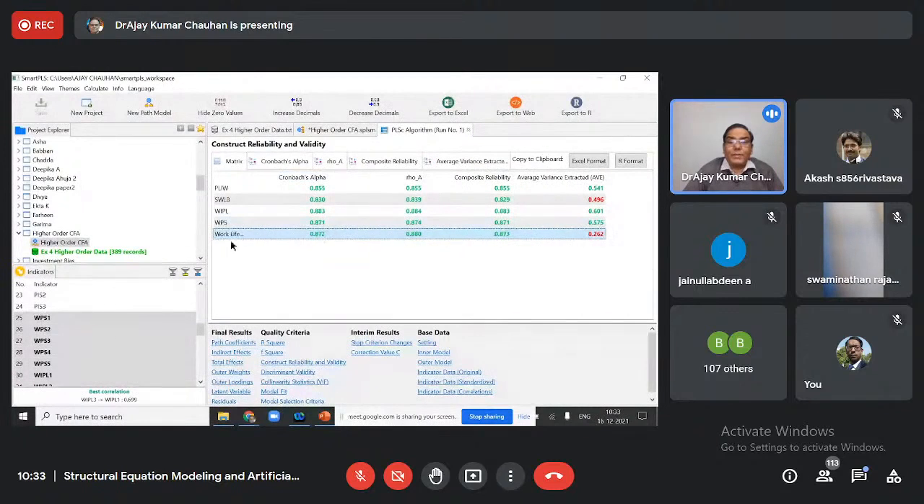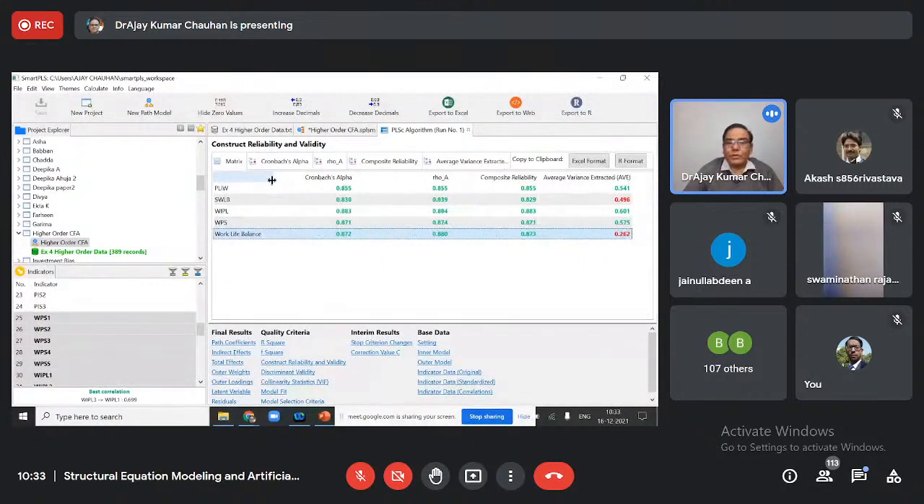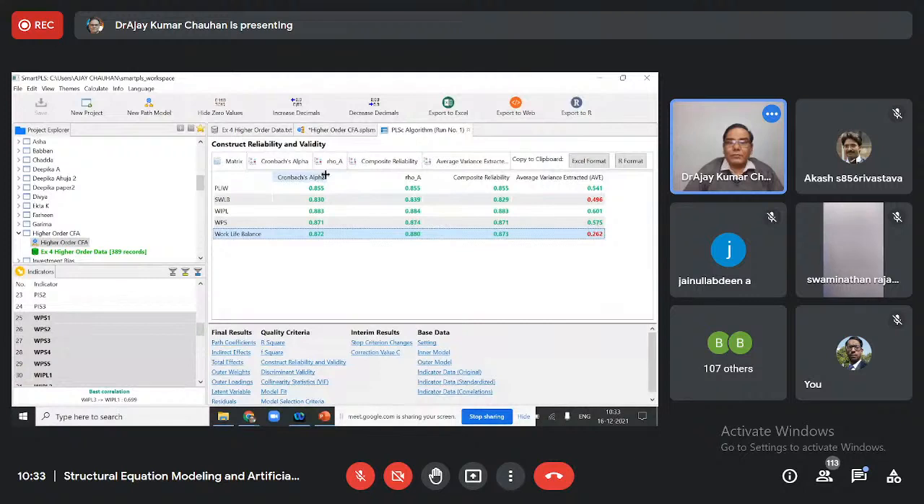So for my work-life balance, the Cronbach alpha is fine. Composite reliability is also fine, but there is a problem in my AVE. So one condition is fulfilled and this condition is not fulfilled. So that is a problem. It means our second order construct is not a valid construct, not satisfying the condition.